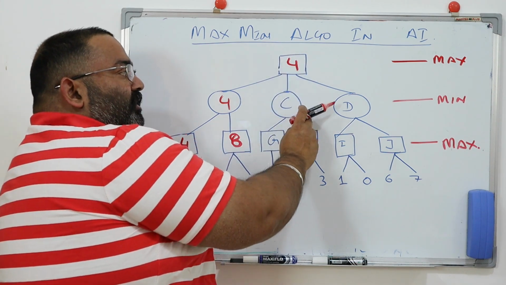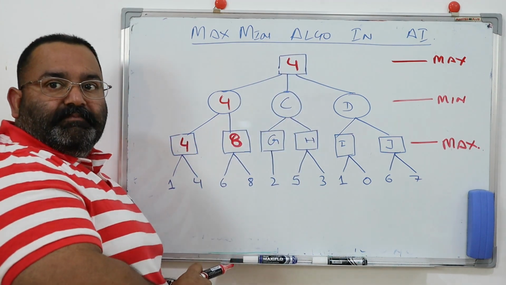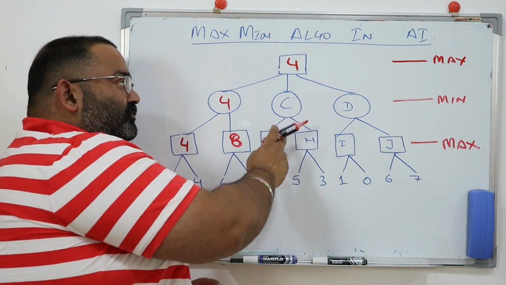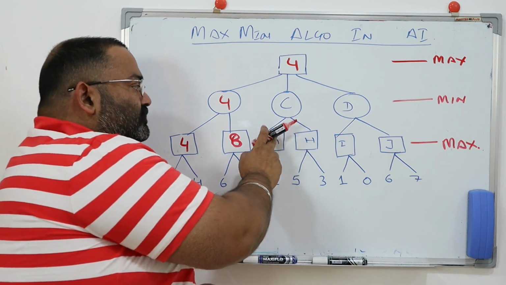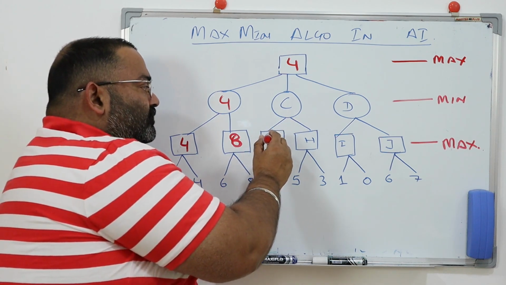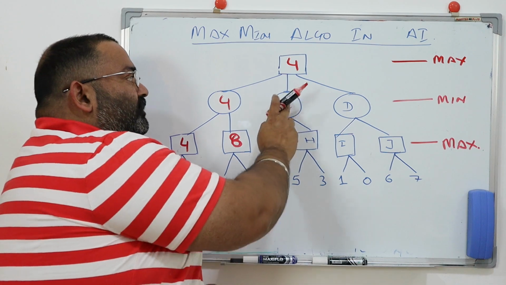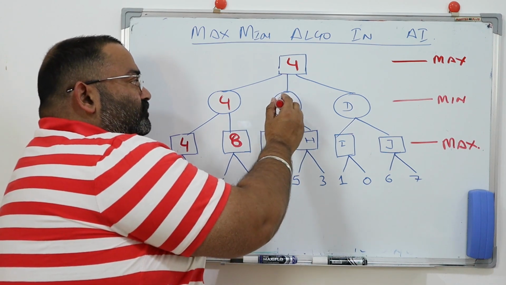Okay, then from here we come to this subtree, to subtree C. Now from C I go to G. So G has only one value, that is 2. So 2 is propagated here. Okay, then from here 2 is propagated here.